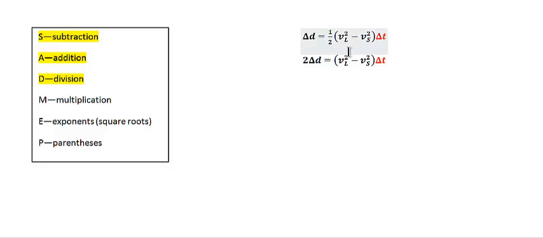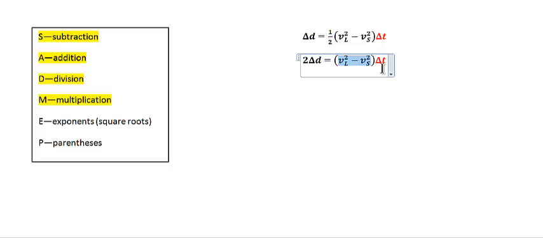Multiplying by 2 on the right makes the 1/2 go away. 2 times 1/2 is 1. And doing so on the left gives me 2 times delta d. I could put parentheses around these, but it really is not necessary. Okay, so much for division. What about multiplication? Yes, all this junk in the parentheses is being multiplied by the variable we're trying to isolate, delta t.